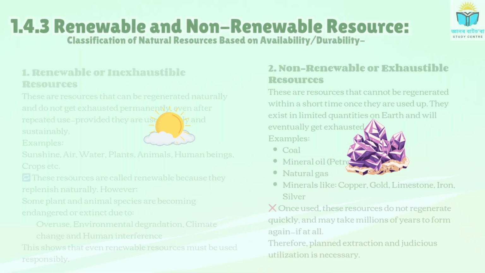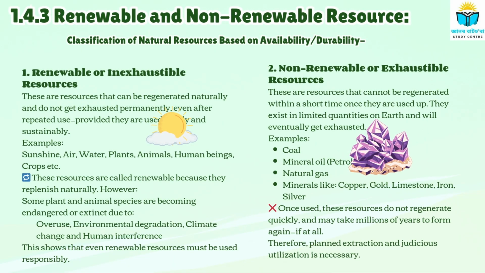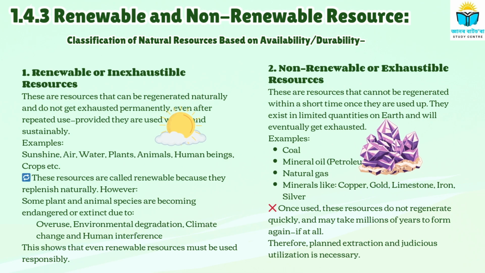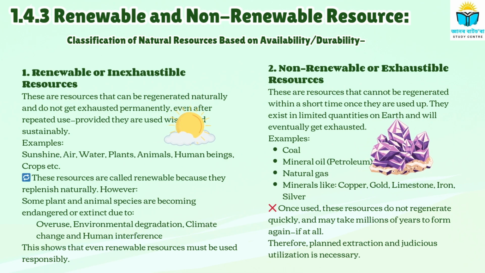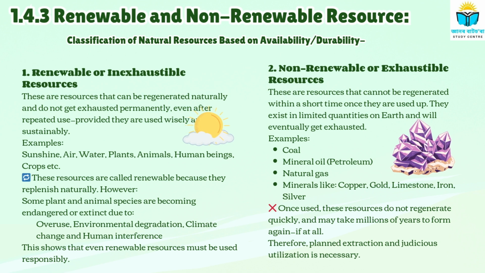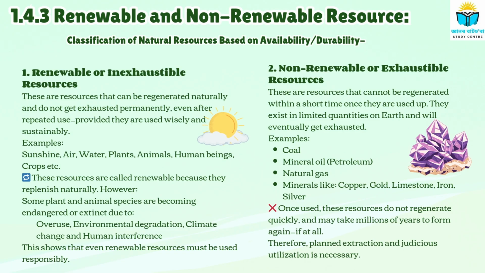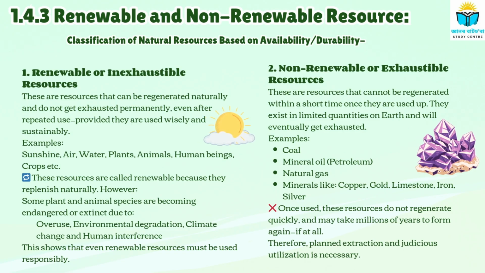Now let's understand the classification of natural resources based on their availability or durability. Renewable or inexhaustible resources. These are resources that can be generated naturally. They do not get permanently exhausted even with repeated use if used wisely. For example, sunshine, air, water, plants, animals, human beings, and crops.